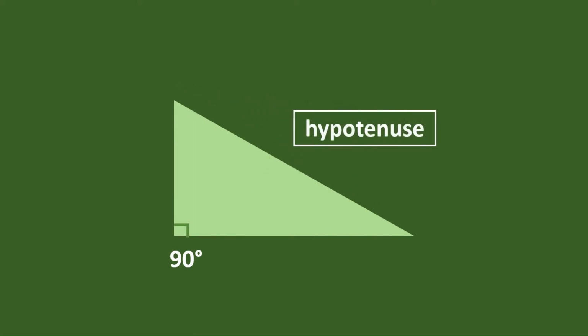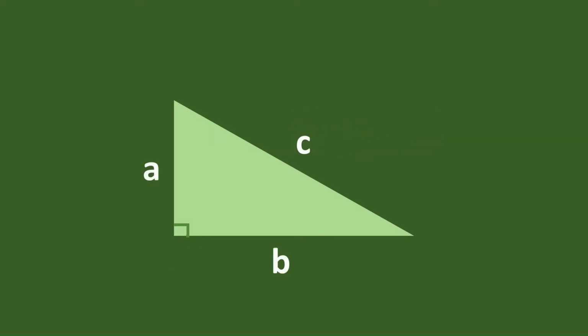A triangle that has a right angle, a 90-degree angle, is called a right triangle. The side opposite that right angle is called the hypotenuse. Notice that it's the longest side. Let's call it C, and the other sides, the shorter ones, A and B.